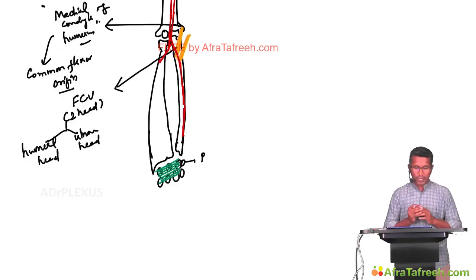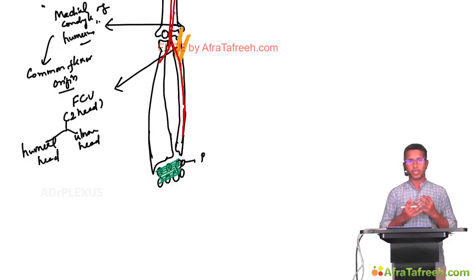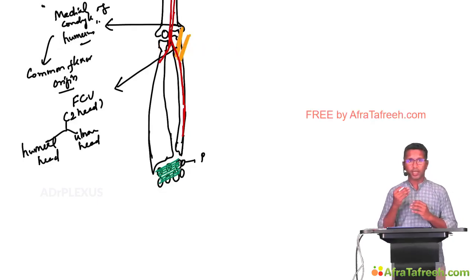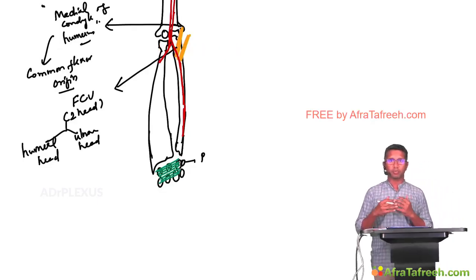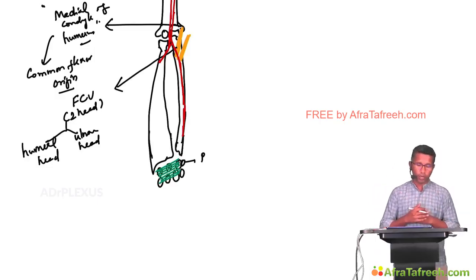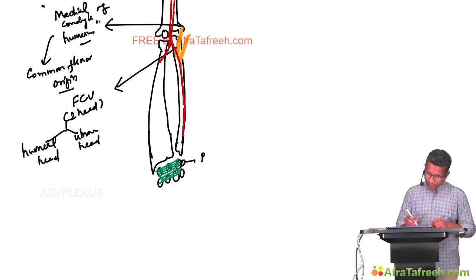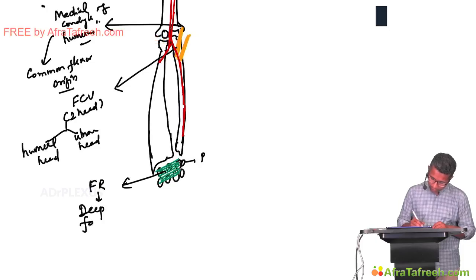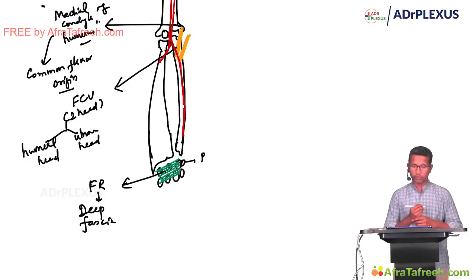Very good guys. Can anybody tell me, flexor retinaculum is a modification of what structure? We have discussed flexor retinaculum, but I didn't tell about this point. Modification of what tissue in the forearm? See, this flexor retinaculum is a modification of the deep fascia of the wrist region.